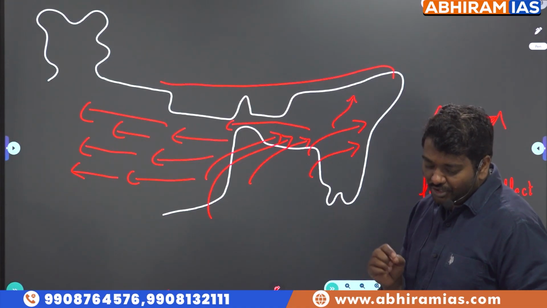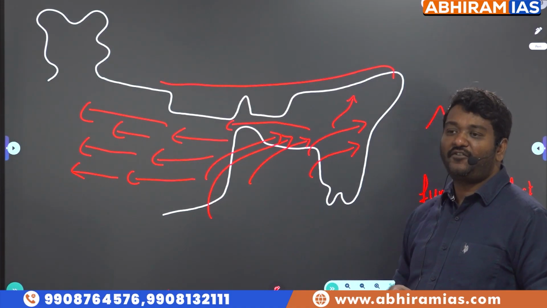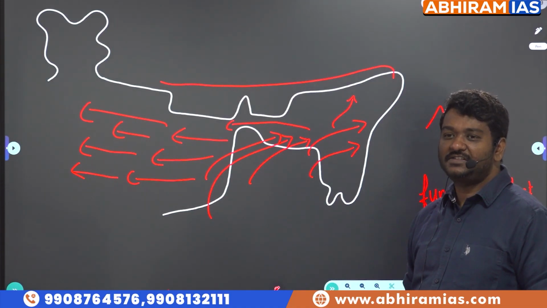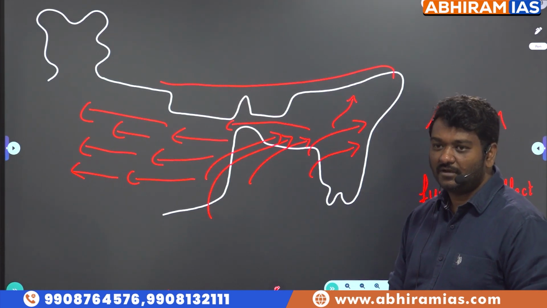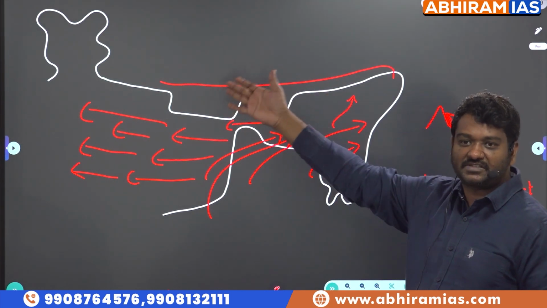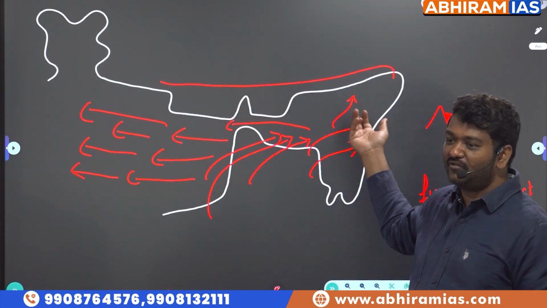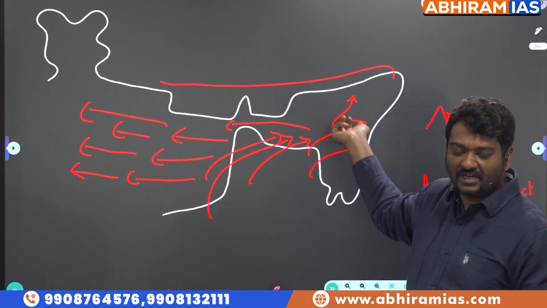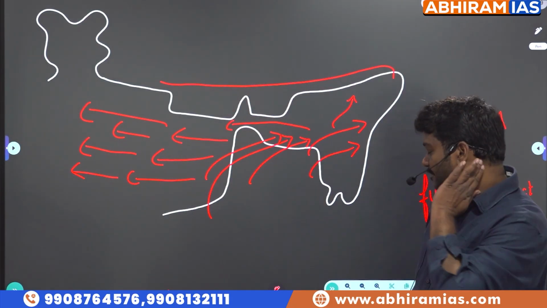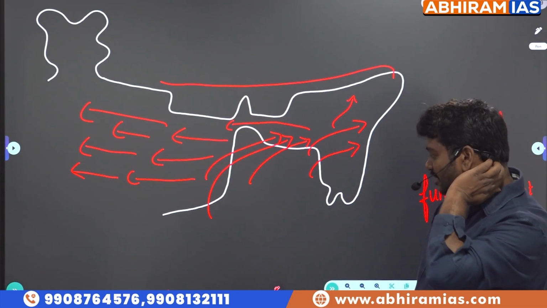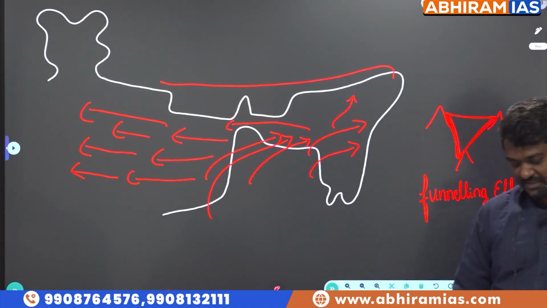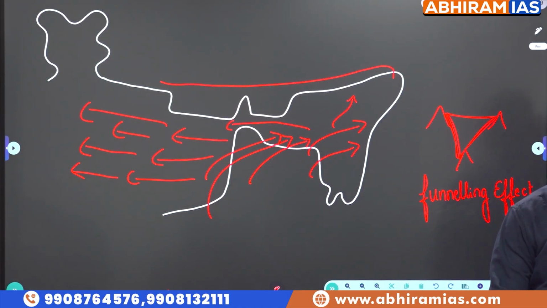Full stop. Due to this, this rainfall will be more on which side? Eastern side or western side? In India, east is forest, west is desert. So obviously rainfall will be more on the eastern side, less on the western side. And rainfall will decrease from east to west. Full stop. Last point.